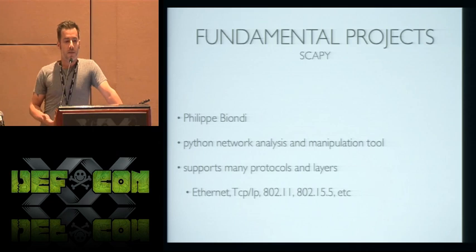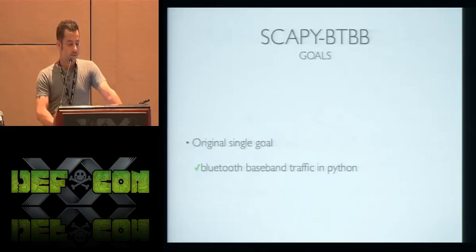So Scapy is the medium that I chose in Python in order to incorporate my data into Python, right? And Scapy is pretty much your go-to framework in Python if you want to deal with raw network traffic. It's a framework and library which provides methods for sending, receiving, accessing, and manipulating network traffic, and it supports a lot of different layers, right? Bluetooth baseband not being one of them, so that's kind of where I came in.